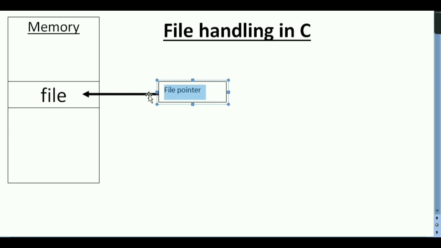So this is the basics of file handling in C. Before going further, you have to be clear about this. I repeat, there is a whole memory and your file is in a certain part of the memory, and you like to deal with that part of memory, that means that file. So you need a pointer that will point to your file in the memory. So here is the importance of a file pointer. I hope you understand this.